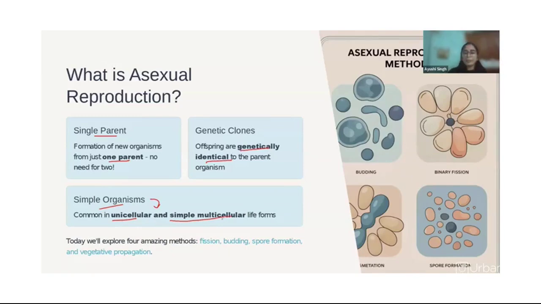Okay, and today we are going to talk about around 4 asexual modes of reproduction. First is fission, second is budding, third is spore formation, and fourth is vegetative propagation. Okay, so all these methods only need one parent. Okay, so first is fission.